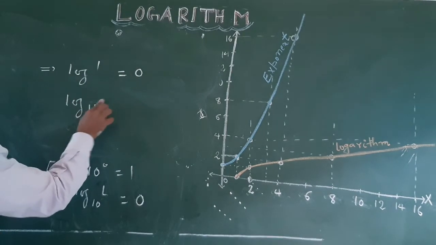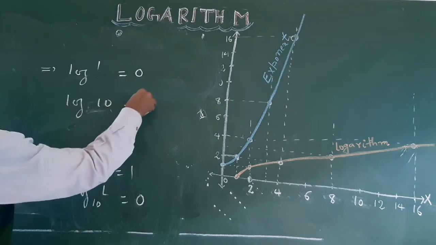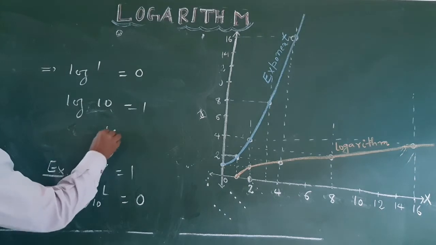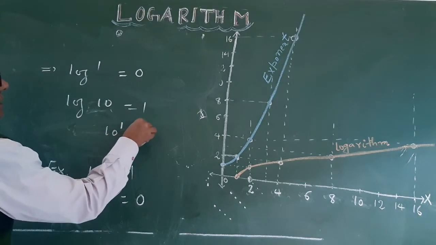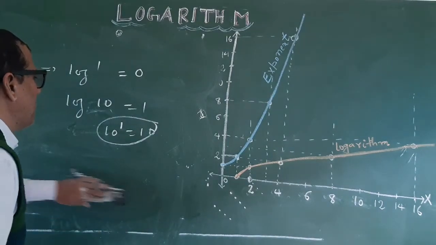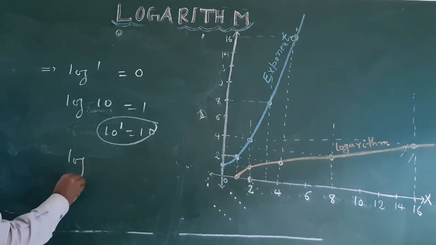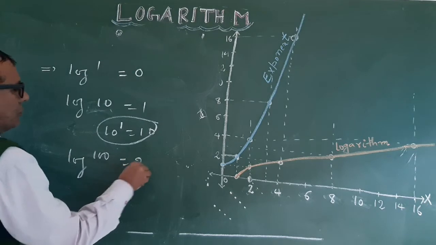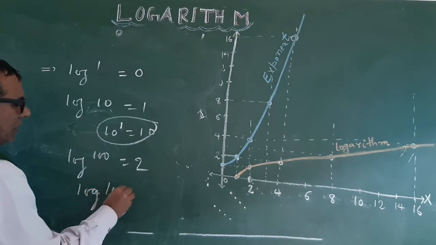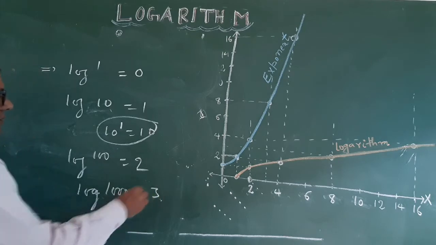Log 10 equals to 1. What does it mean here? That base 10 to the power 1 equals to 10. We take so many other examples, very common, very popular. Log 100 equals to 2. Log 1000 equals to 3, and so on.